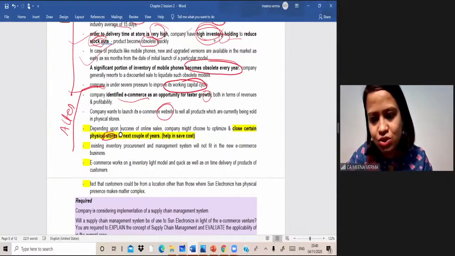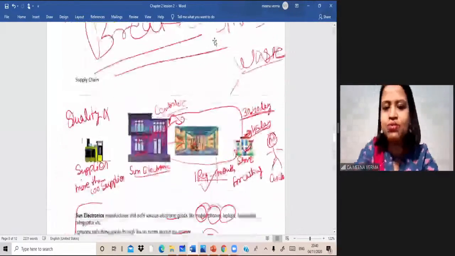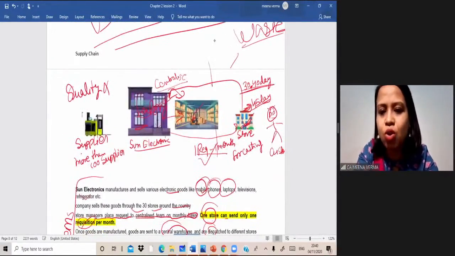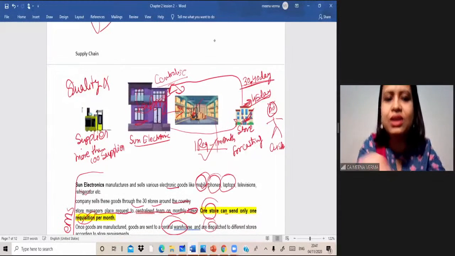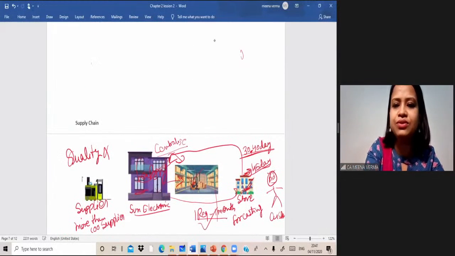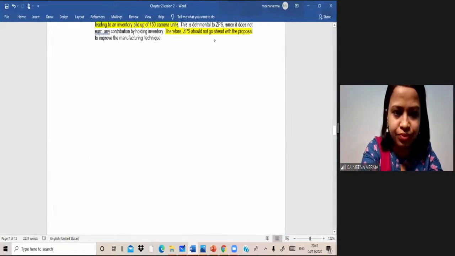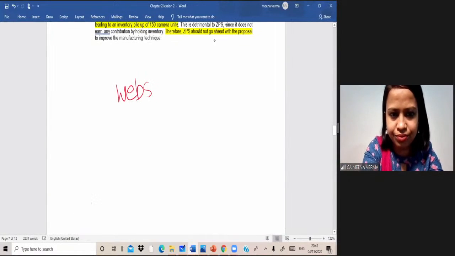They already have 30 stores, but instead of selling the product through stores, if the company opens a website and sells its products through the website, it is very easy to sell.